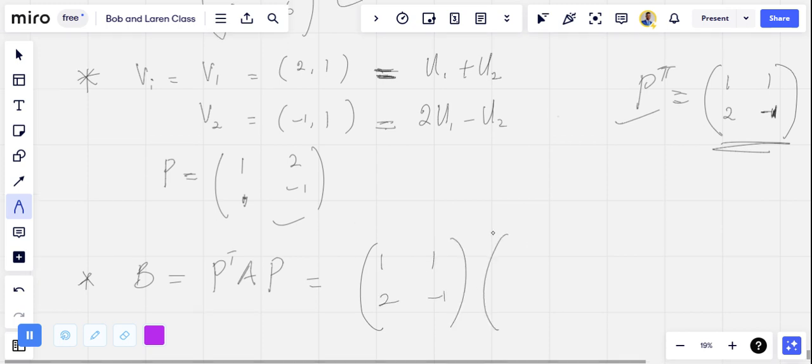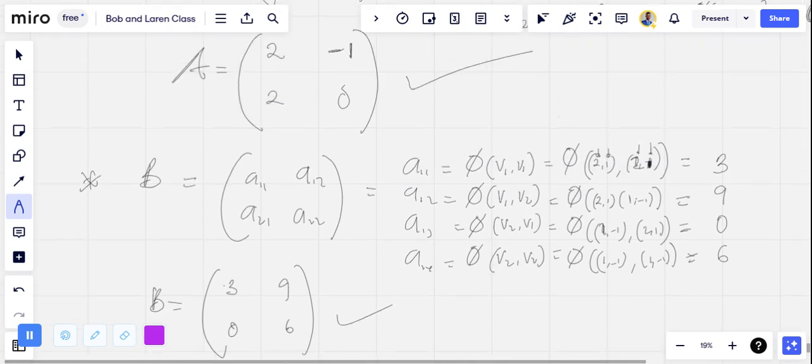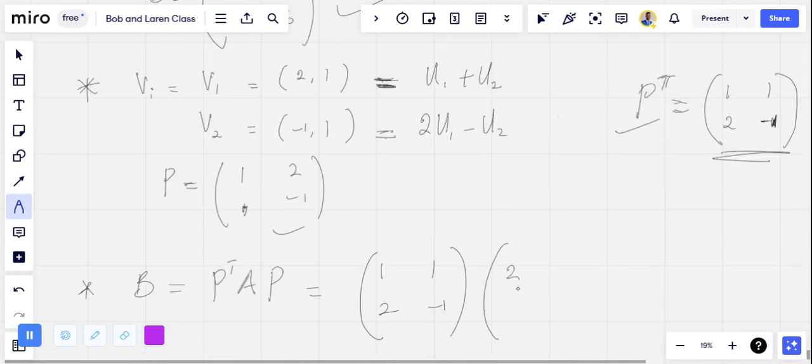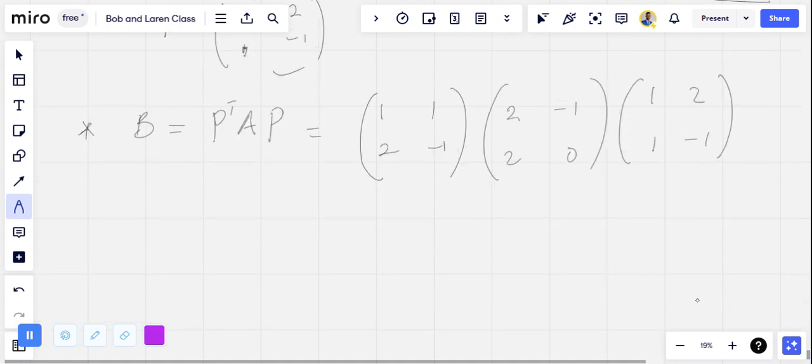Then our matrix A is what? 2, 2, minus 1, 0. And our matrix P is 1, 2, 1, minus 1. So if I multiply all this together, you surely get P back. You can try it out. You have it as 3906. So that's just how this works in that case.